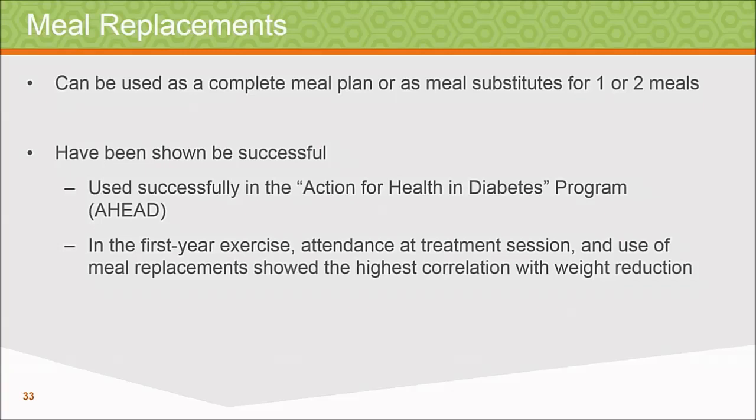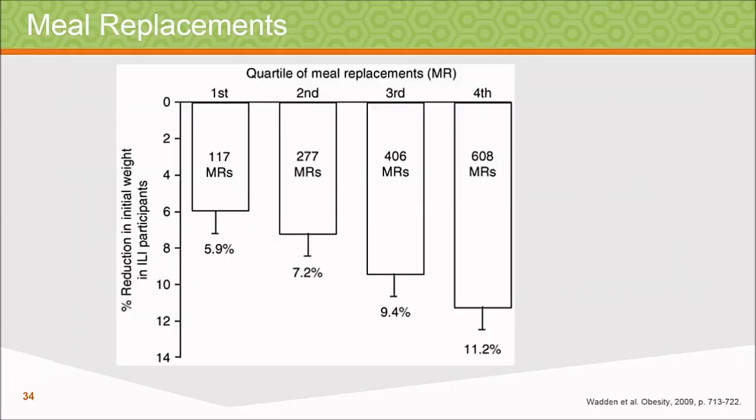Again, there was data in Look Ahead on the next slide that I'll show you. I'm making a statement here. First year, exercise, I guess I'm supposed to say physical activity. I've got to fix my slide, right? Attendance at treatment sessions and use of meal replacements showed the highest correlation with weight reduction. And again, the same as the other slide. I love showing this one, the patients. This is showing 11% weight loss. This is 608 meal replacements in the first year. So if you do the math, that's about 2 a day.